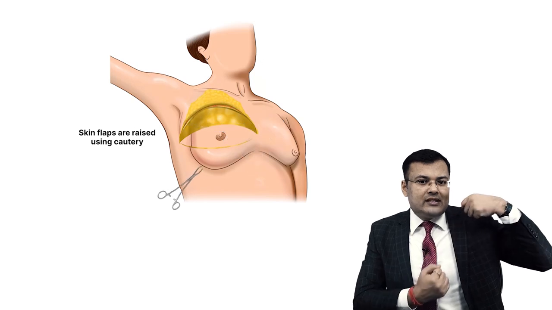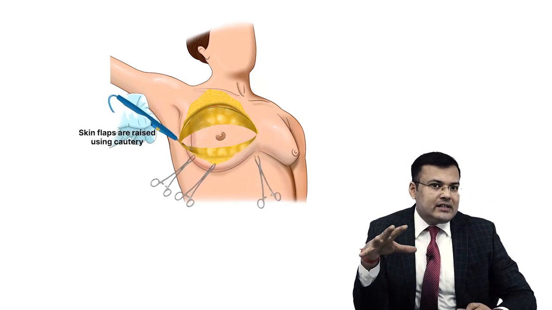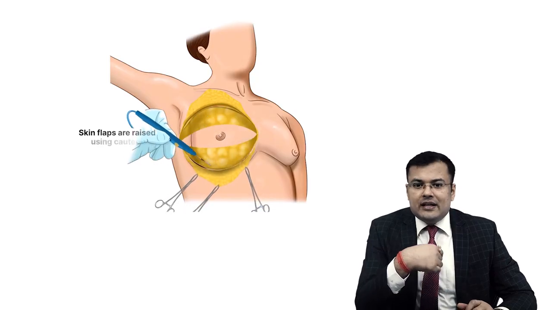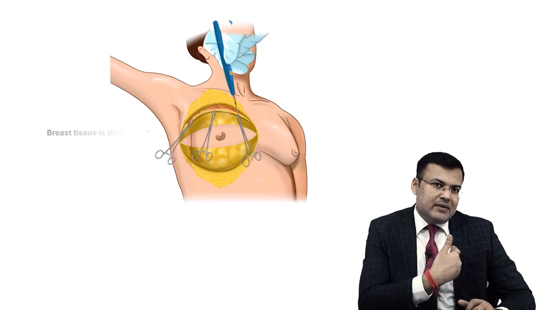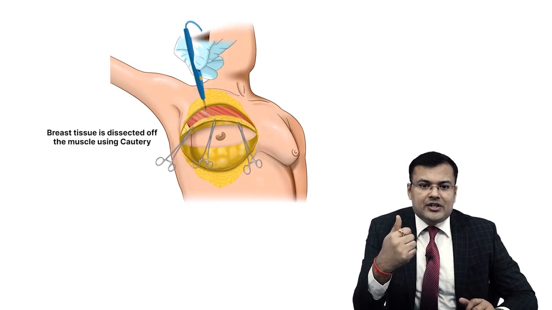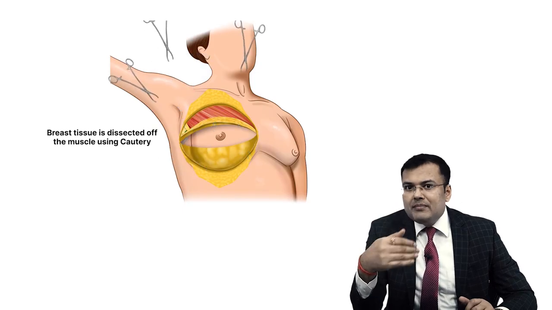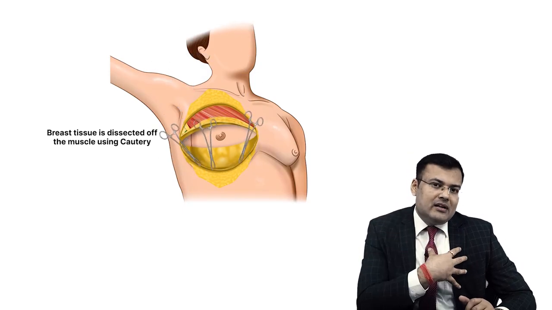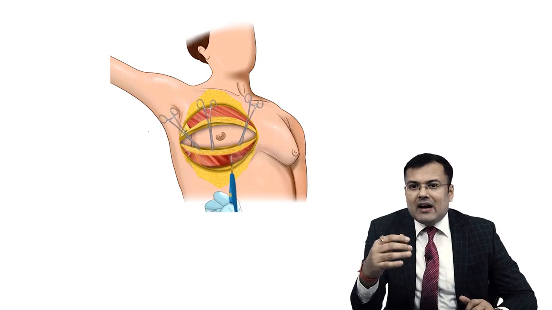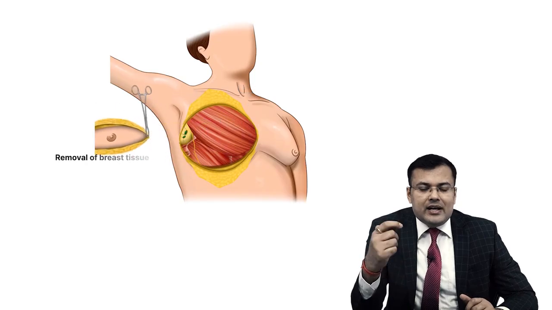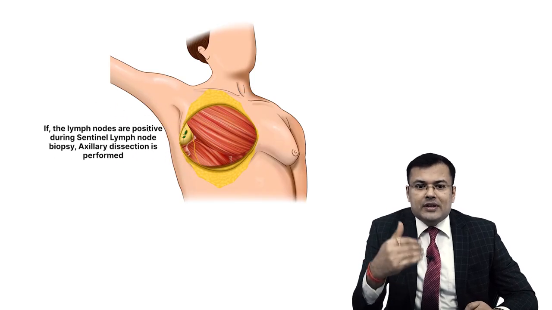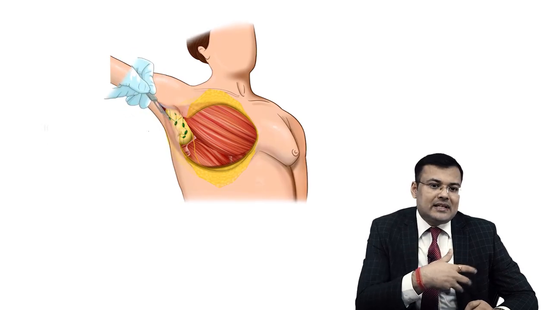After that, we are going to raise the skin flaps. So you can see we are using this Ellis tissue forceps, raising the skin flaps with the help of cautery. After that, you can see which muscle is just behind breast, pectoralis major. So we are going to dissect off the breast tissue with the help of cautery from the underlying muscle. Clear? And after that, we are removing the whole breast tissue. So can you see here what I'm removing? Nipple, areola, skin, breast tissue, breast mass, that is simple mastectomy.